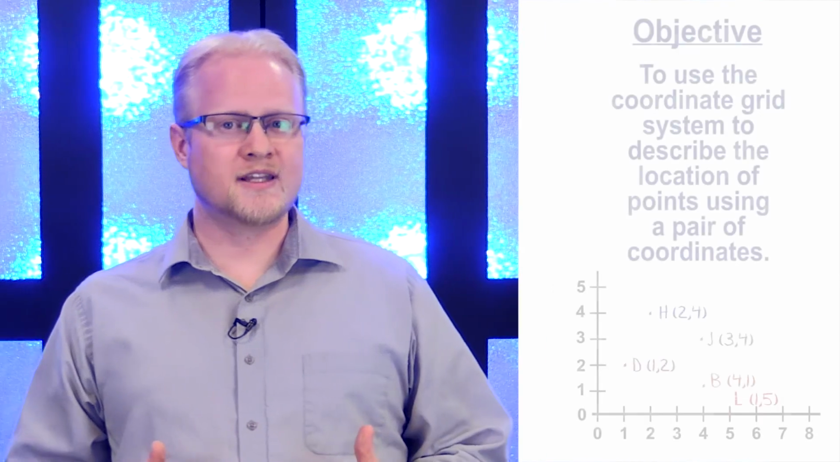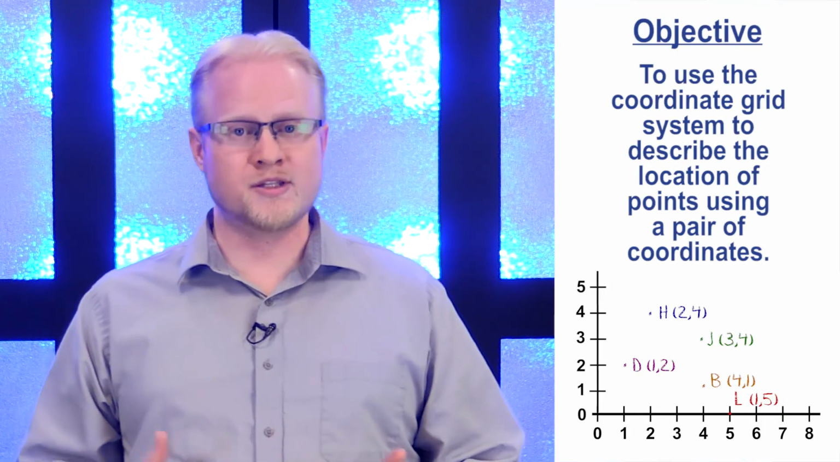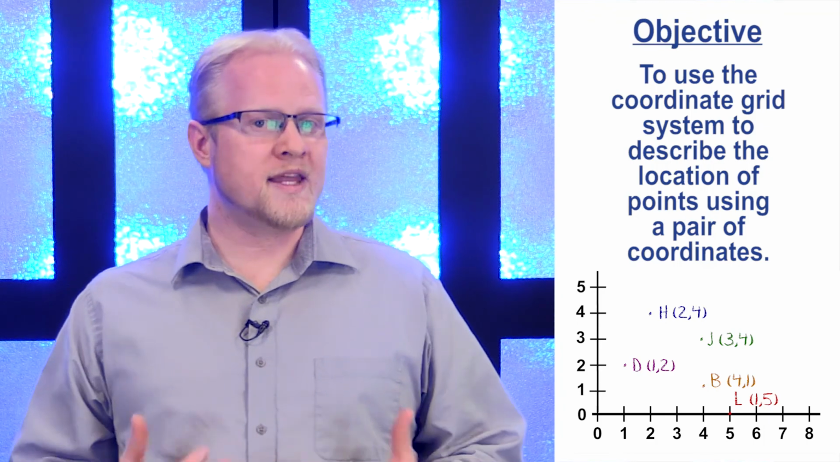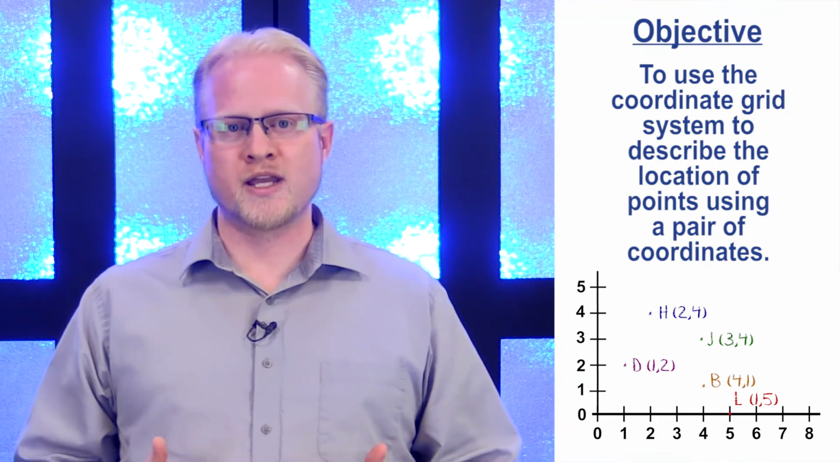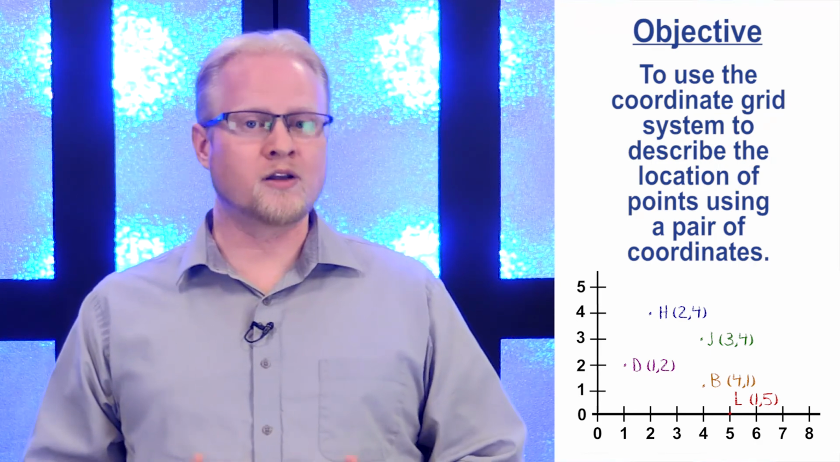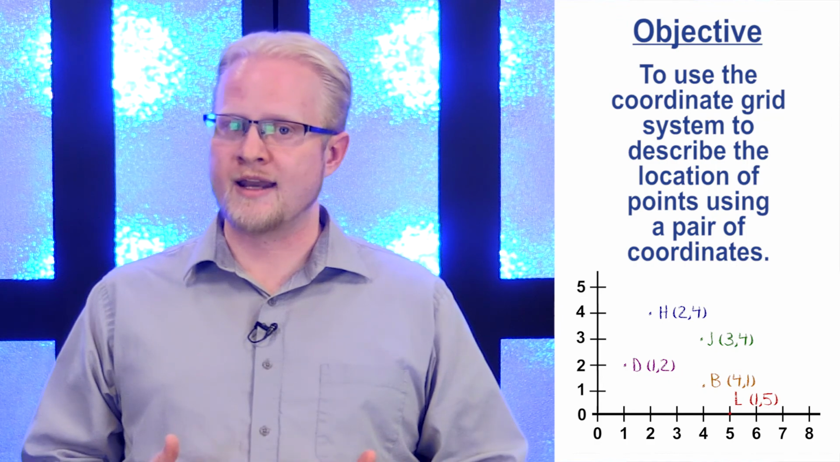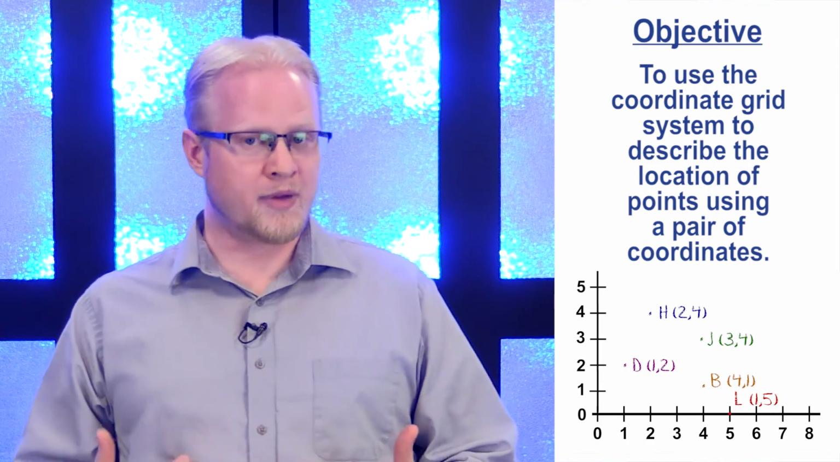The objective for this lesson was to use the coordinate grid system to describe the location of points using a pair of coordinates. We met this objective by looking at different ways we could describe the location of a given point and by creating a standard grid called a coordinate plane. We also identified parts of the coordinate plane and practiced describing points using pairs of coordinates.